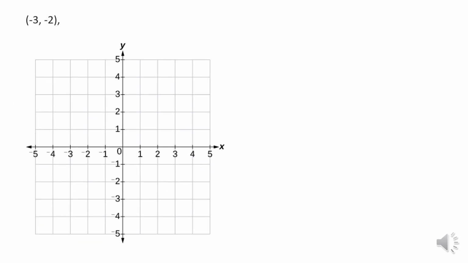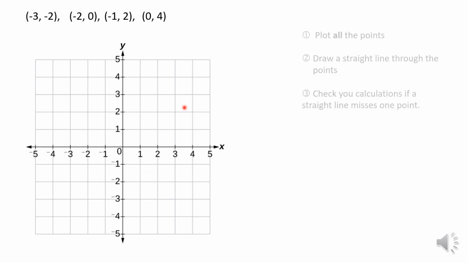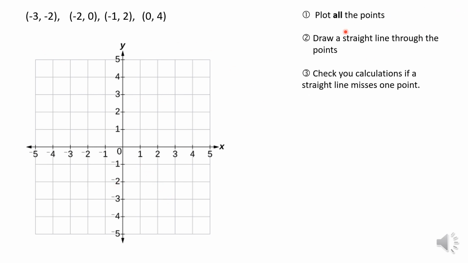So let me just bring my points back again from the previous slide. These are the points, and I'm going to plot all of them. Then I'm going to draw a straight line through the points, and then I check your calculations. If you are missing 1 point, it could be that 1 point is not collinear, it's not on a straight line. Then it means you have made a mistake, and then you have to refer back.